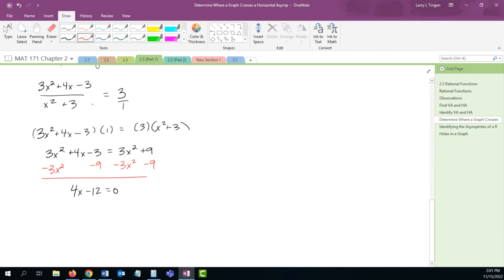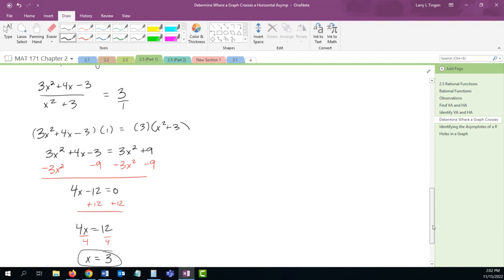Solve this. Add 12 to both sides. Get x totally by itself. X is 3.